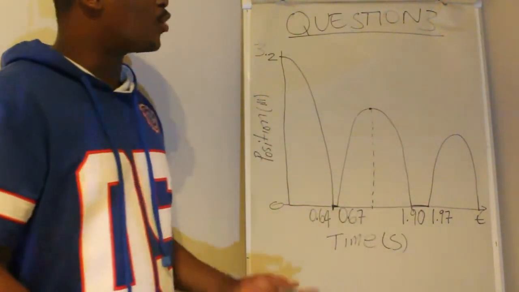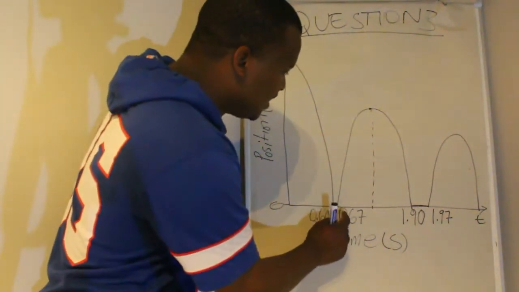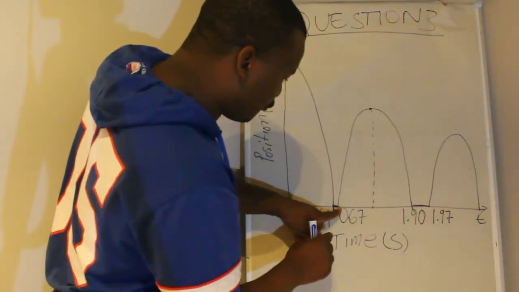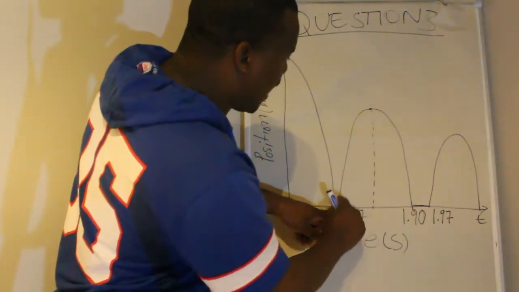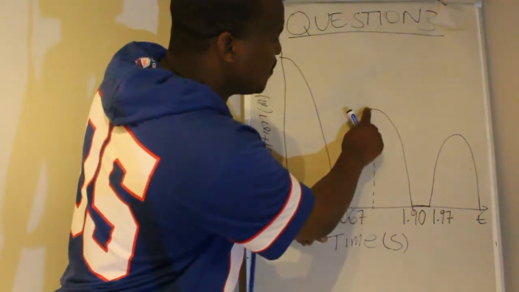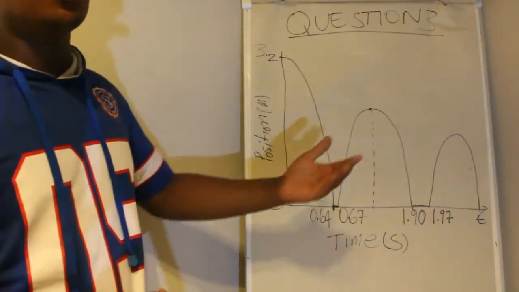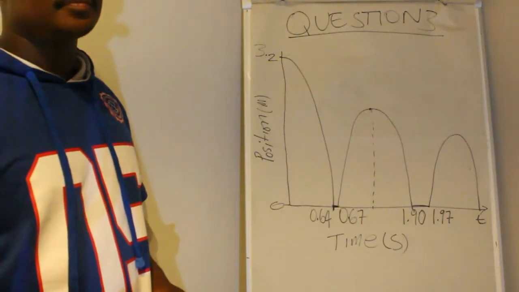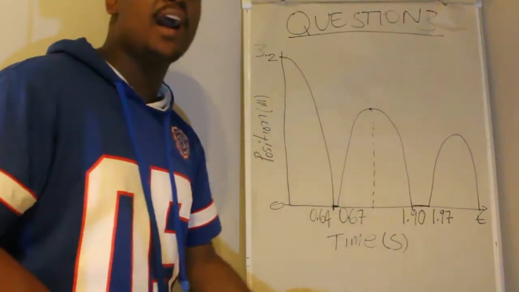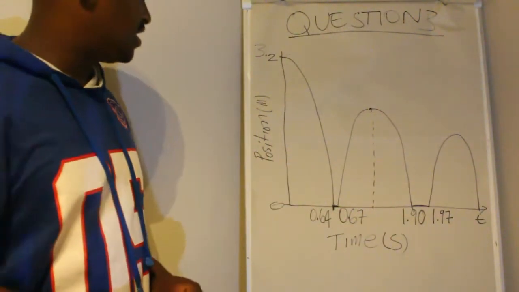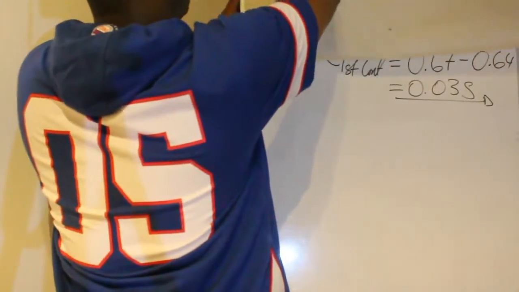Because if it takes 2 seconds to move from here to that point, we would know that it took a second to get to the maximum point, and another second to return to the original position. So now what you must do is find this time in between here and then halve it, then you will know how long it took. So to answer this question 3.2.2, let's go.